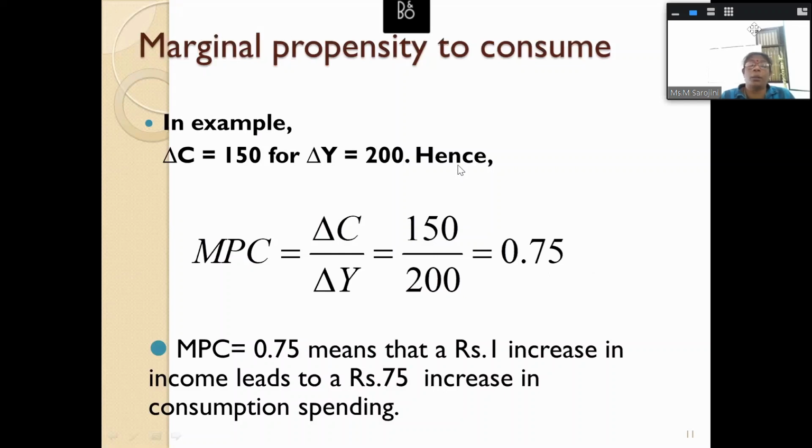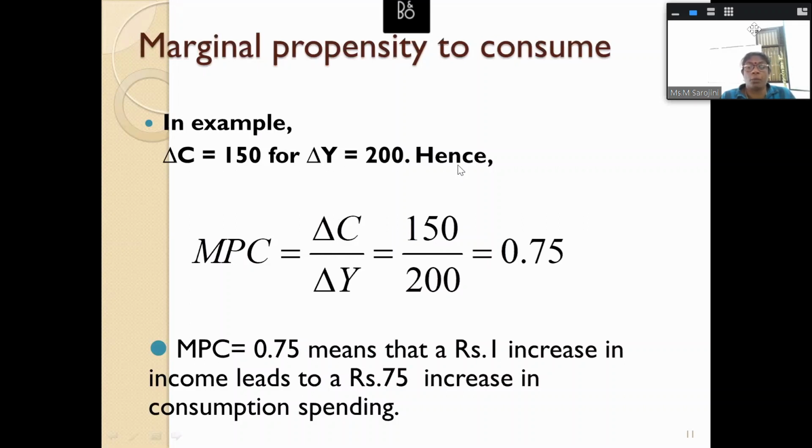And also, further, we can elaborate the marginal propensity to consume that comes in the consumption curve, right? For example, once there is the information that delta C is equal to 150 and delta Y is equal to 200, therefore, the MPC is equal to 0.75, right? That is 150 divided by 200, that is equal to 0.75. Again, you can explain this MPC, right? What is meant by MPC? Here the MPC is equal to 0.75.